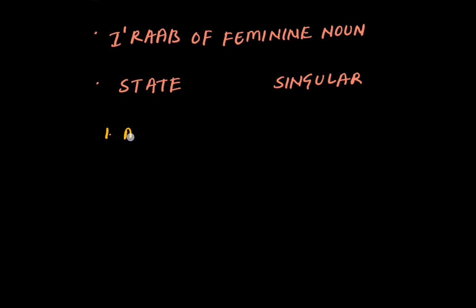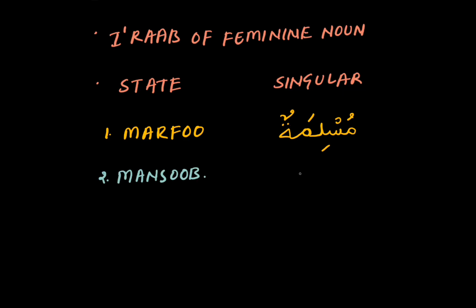So the first one is the marfu state. In the marfu state, we can see it is muslimatun, that is the ta marbuta, the closed ta at the end, will be having double dhamma at the end. So by seeing this double dhamma, we can make out that the given noun is in the marfu state in feminine form.